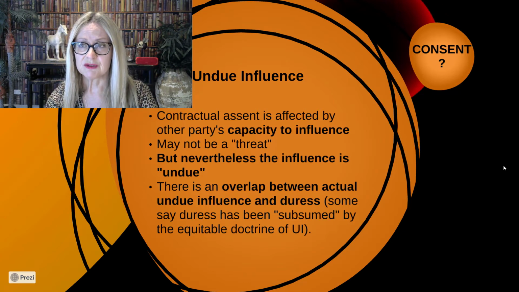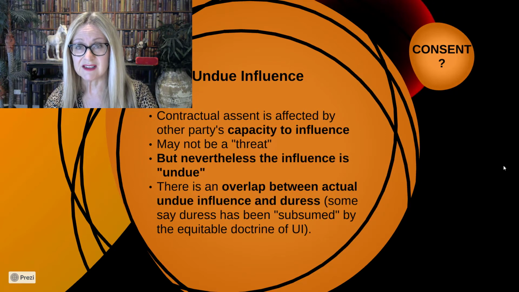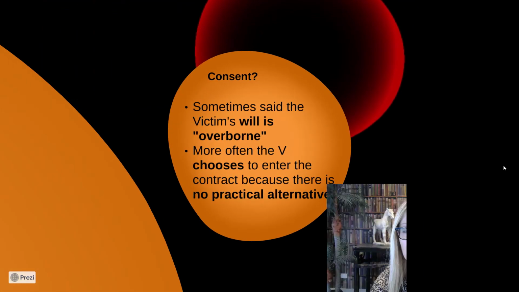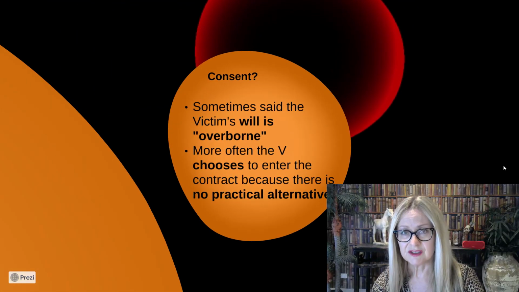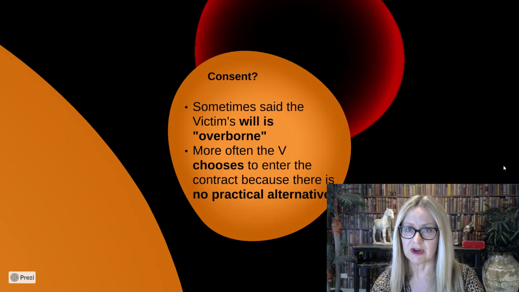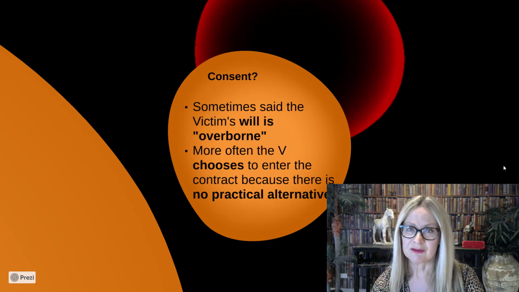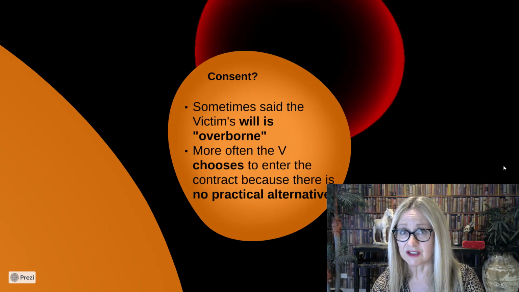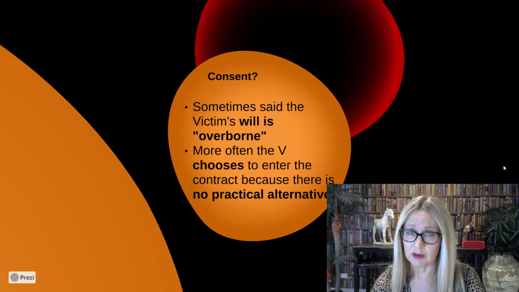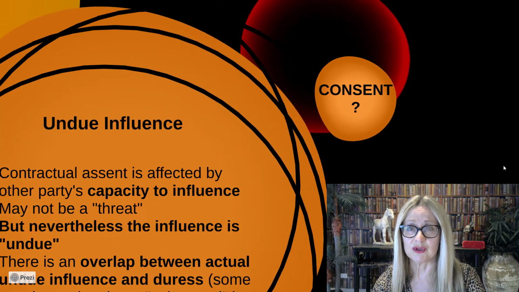But in terms of the issue of consent for undue influence, it's the same kind of consideration that a court will make of the factual circumstances as for duress. So often in cases of undue influence, you'll see the court discussing the fact that the victim's will was overborne. Again, it just really means that they didn't lack capacity to contract. They knew what they were doing. It's just that they had really no other practical alternative available to them.